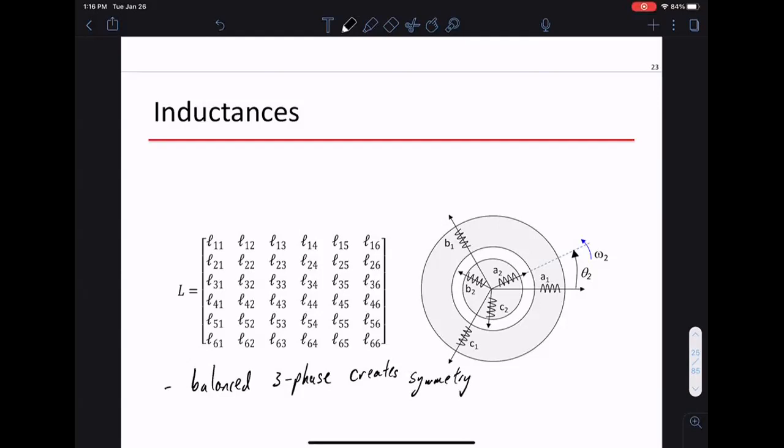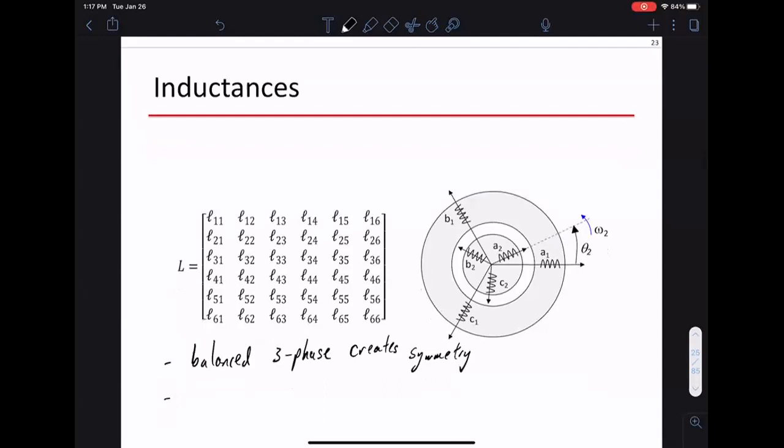So if we assume things are balanced three-phase, these 36 numbers are not distinct anymore. A lot of them are exactly the same. So this is one thing that makes the math quite a bit easier. Another thing that makes the math quite a bit easier is something called a DQ transform.